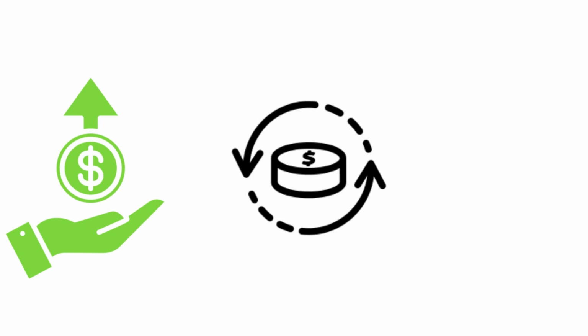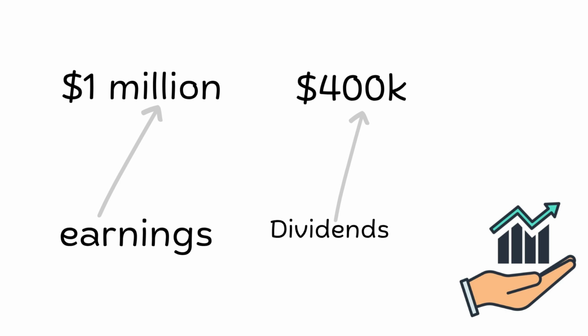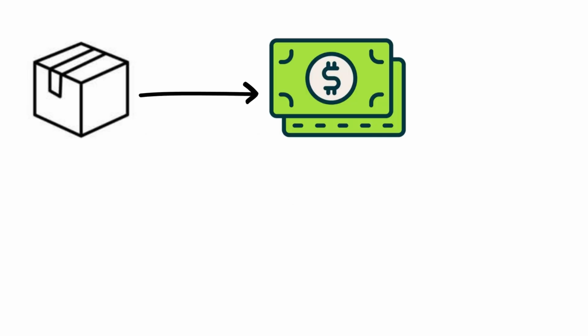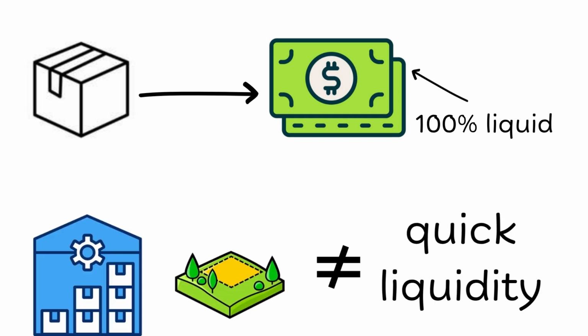39. Retained earnings. Profits the company keeps to reinvest instead of paying out are known as retained earnings. So if you earn $1 million and pay $400,000 in dividends, $600,000 would be retained for next year's growth. 40. Liquidity. How easily something turns into cash. Basically, cash equals 100% liquid. Inventory or property are not so quick in liquidity.